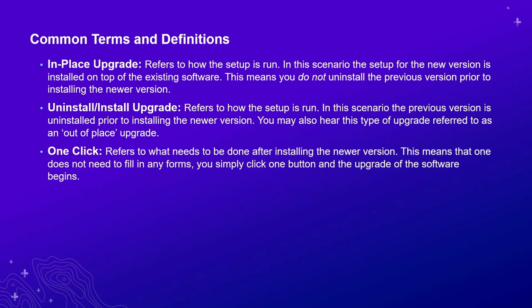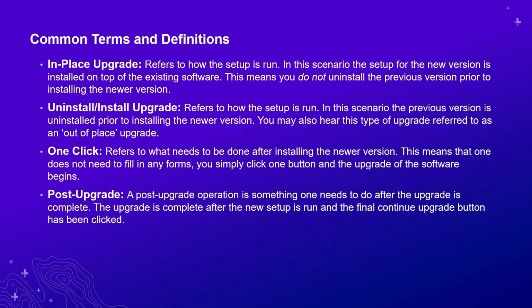We then also have a one-click, and this refers to what needs to be done after installing the new version. This means that you don't have to fill out any forms. You can just simply click one button to complete the upgrade of the software. And then we have a post-upgrade, and this operation is something that needs to be done after the upgrade is complete. And the upgrade is complete after the setup is run and the final continue upgrade button has been clicked.